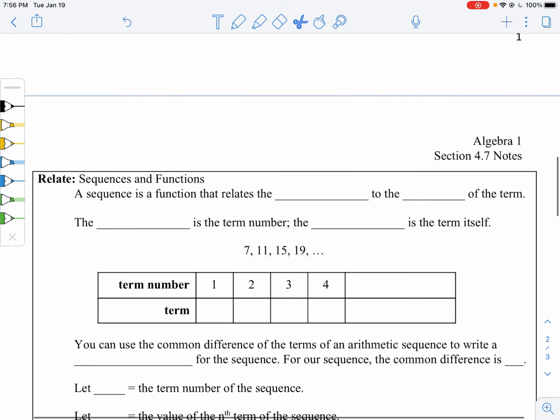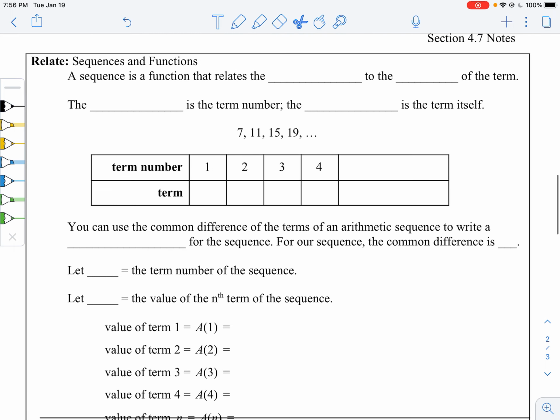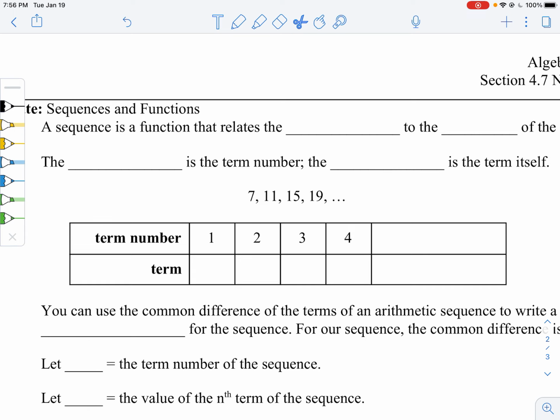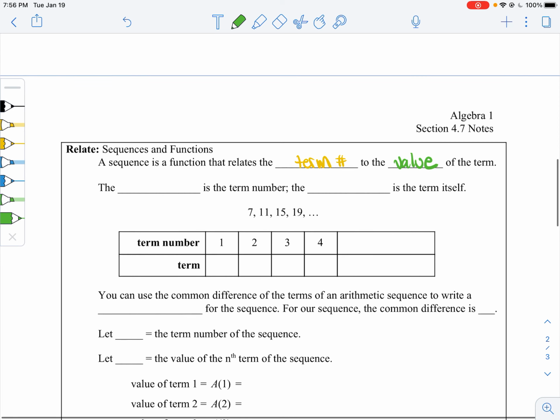Okay, anyway. So a sequence is like a function. That is, you can use functions to find any term of your sequence. So a sequence is really a kind of function where your term number is your input value, and then the value of that term is your output. The input is the term number, and the output is the term itself.